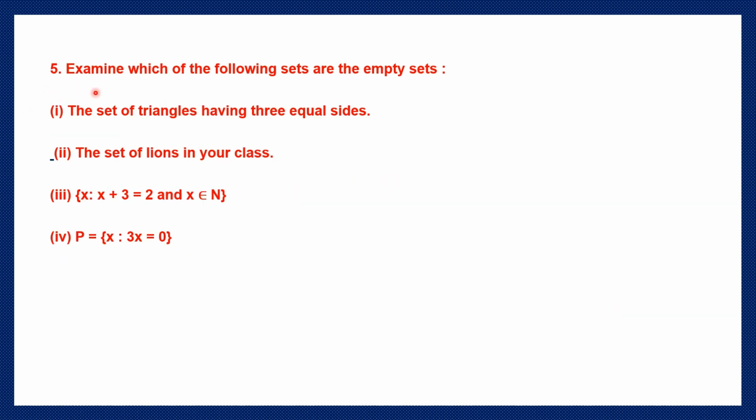Question 5. Examine which of the following sets are the empty sets. Here we've been given 4 sets. We have to see which of these is an empty set. Now look at the first one. The set of triangles having 3 equal sides. If you have a set like this, you have triangles having 3 equal sides, and as you can see, all triangles have 3 equal sides. So in this set, there will be elements. So this is not an empty set, because this set has triangles having 3 equal sides.